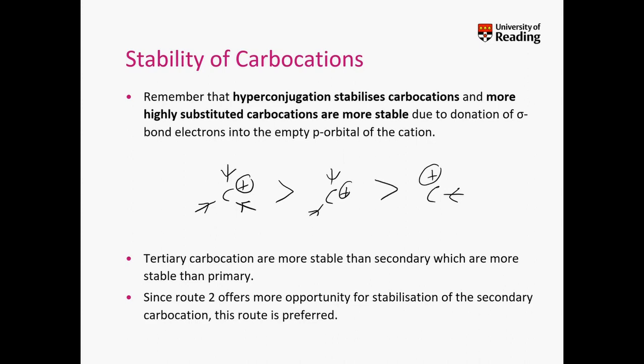Okay, and so when we look back at that reaction we've just done, we can see that one option gave us a primary carbocation, the other option gave us a secondary carbocation. So therefore, the secondary carbocation would be more stable, and therefore that is the route that is more favoured.